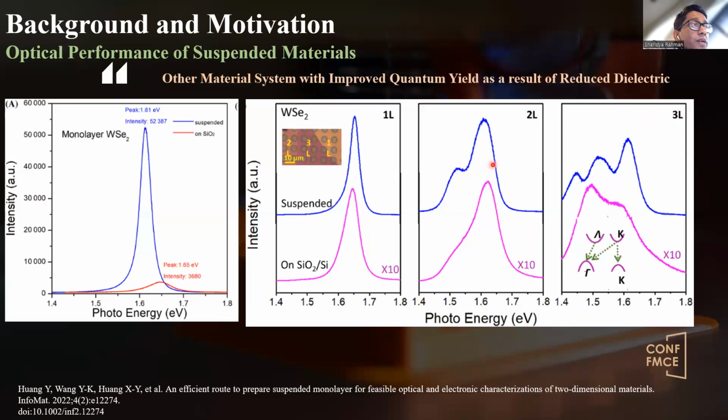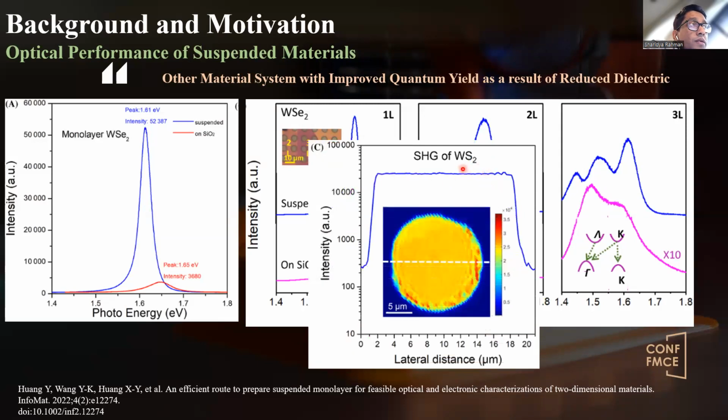So in 2 layers, they were able to enhance the quantum yield of both excitons and trions, and even up to 3 layers, they were able to emit many body particles in multiple layers due to the reduction of the dielectric screening. So eventually, the researchers have also shown that second harmonic generation can also be elevated by reducing the dielectric screening, and of course by reducing the substrate interference.